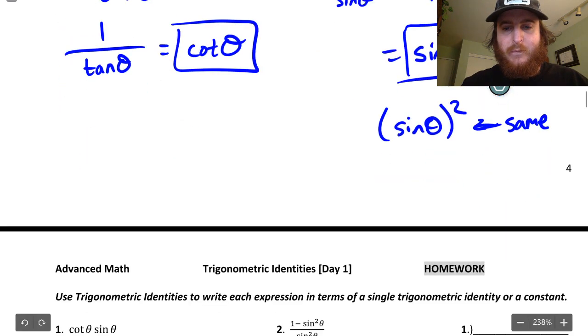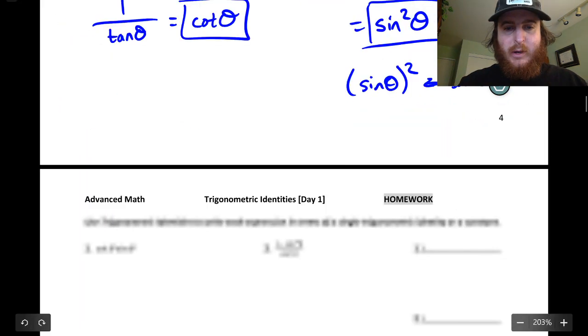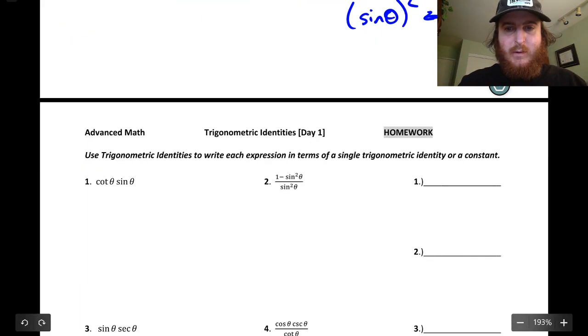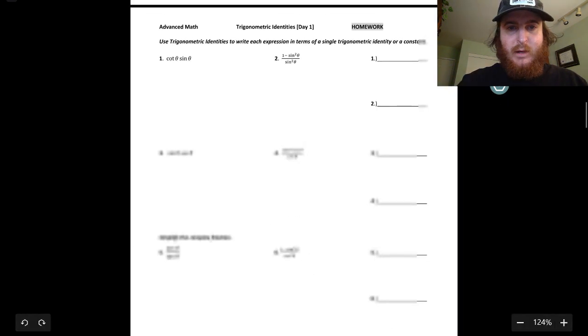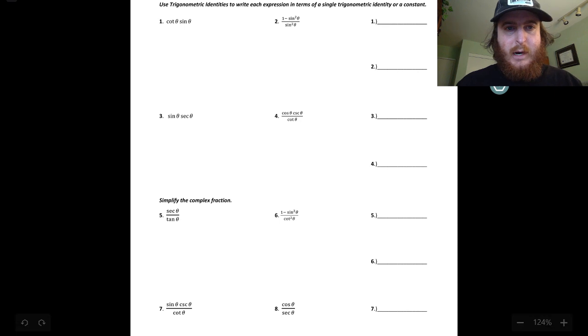Okay, so our homework is going to be 8 questions like this. It kind of looks like this. They're all very simple. I am going to post the answers as well.